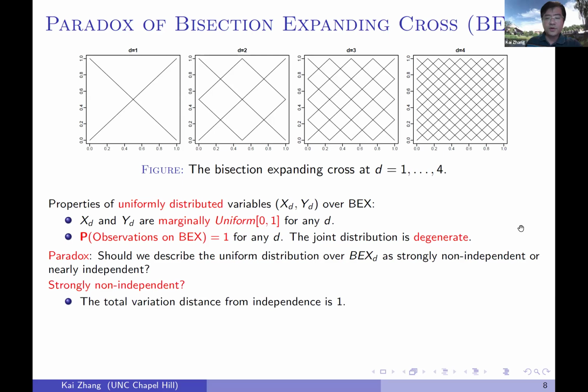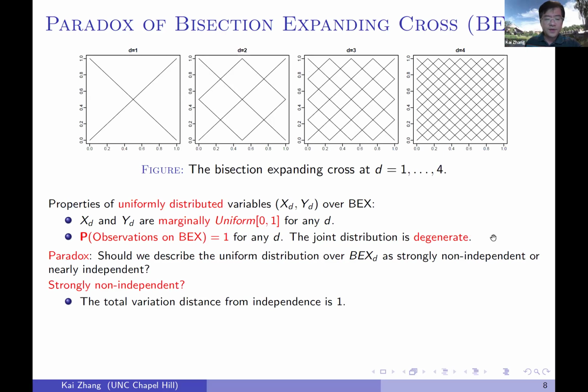The distribution appears to be strongly non-independent because at every level d, it's degenerate, right? And if you compare the uniform distribution over the grid lines to the uniform distribution over the square, which means independence, the total variation distance is 1, the maximum possible value. So in that sense, this distribution is strongly non-independent.